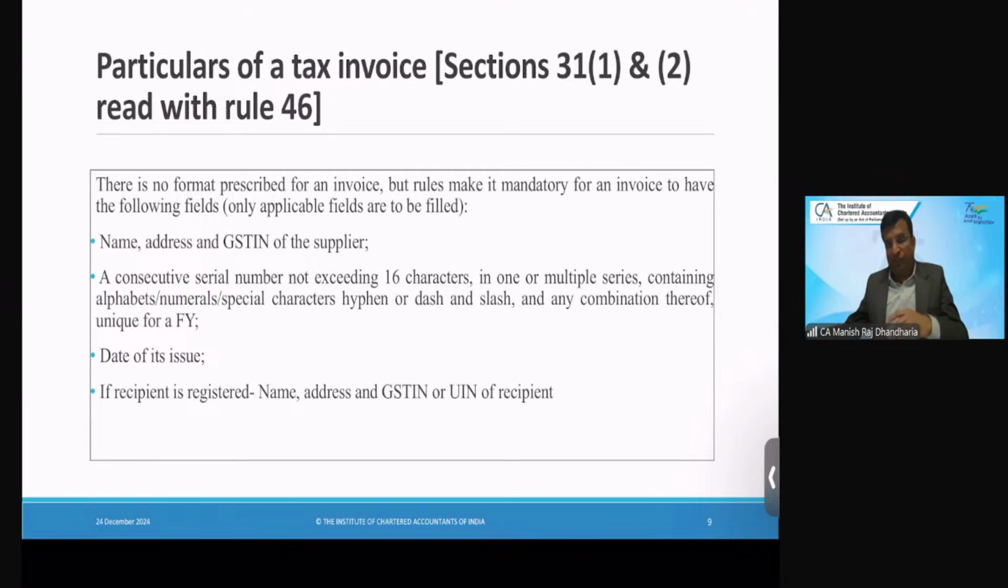So we have done the technical part. Someone is saying, sir, could you show the real invoice? Definitely, we'll see the real invoice in the next class. Okay, let's see.